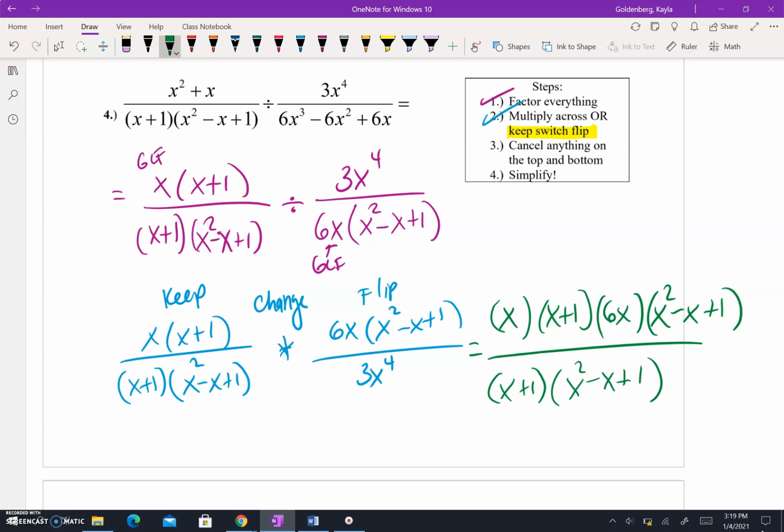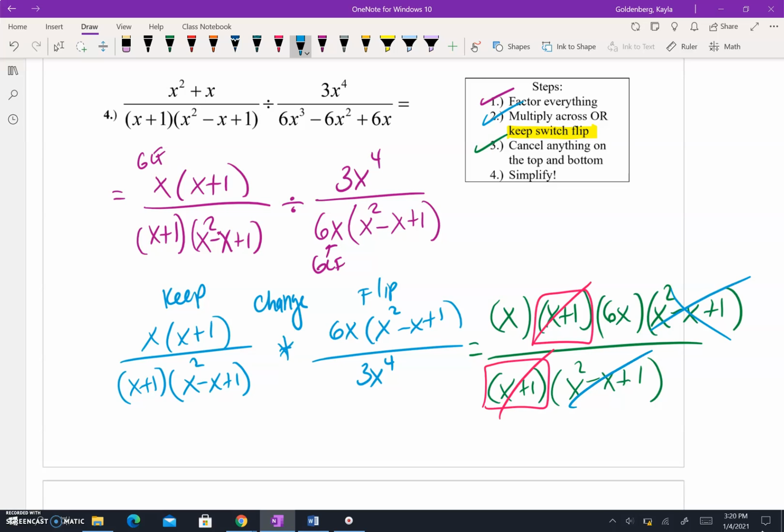Notice the x squared minus x plus 1s can't factor further, right? Because 1 and 1 make 1 when they multiply, but they wouldn't add to a negative 1. So there's no way we could factor either of those parts further. So now we want to do our step of canceling things out that are in the top and the bottom. Remember, canceling is like making a 1, right? So one example is x plus 1 over x plus 1, that makes a 1. So that's why it kind of goes away, per se.